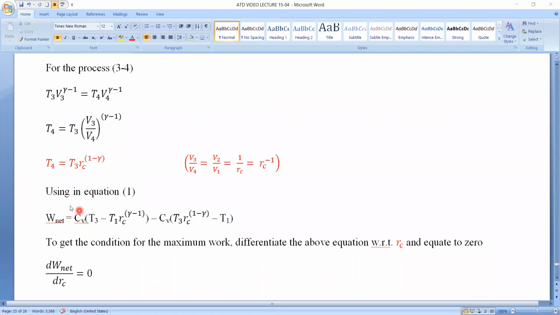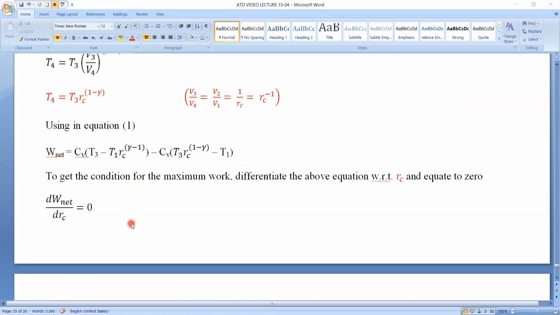Now we want the condition for maximum work output. To find it, we have to differentiate this equation with respect to RC, because the upper and lower absolute temperature limits, T3 and T1, are constant. CV is also constant. The only variable in this equation is the compression ratio RC. So we differentiate with respect to RC and equate it to 0. That will give the condition for maximum work.